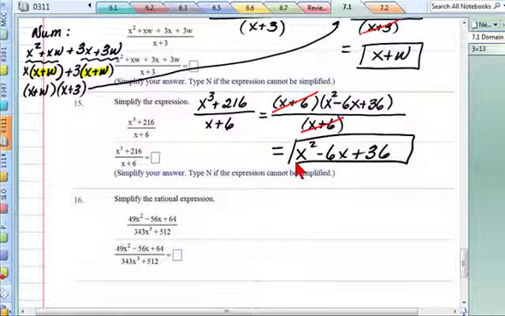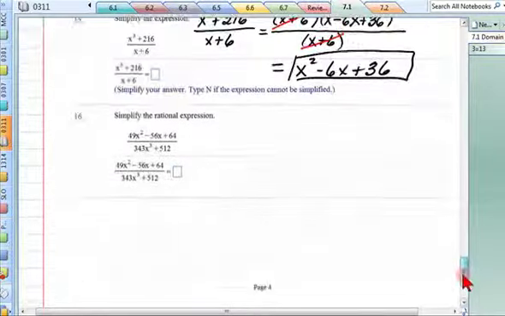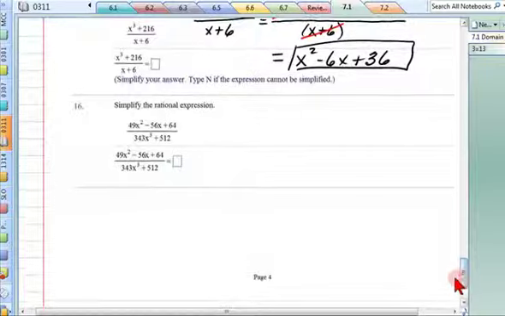No, it can't be factored any further because the trinomial you get is always a prime when you're doing sum or difference of cubes. And it's over 1, so I don't put the over 1. All right. This is our last one, number 16.